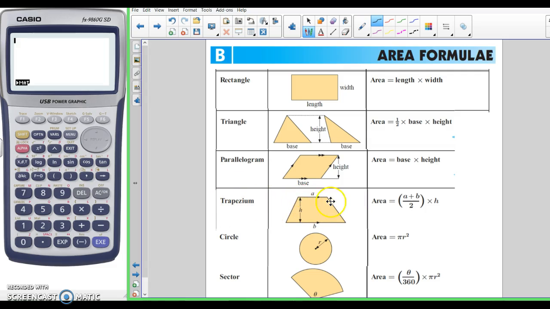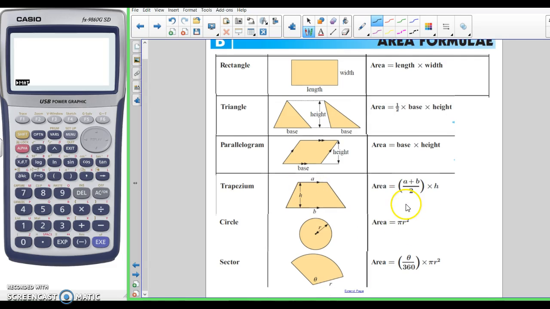Trapezium, you've got a top here that's a bit shorter than the bottom, so B would be, I would say, the base. You've got height here. The formula for this is A equals your top plus the bottom, B, divided by 2, times height. Okay, so that's the formula we use.